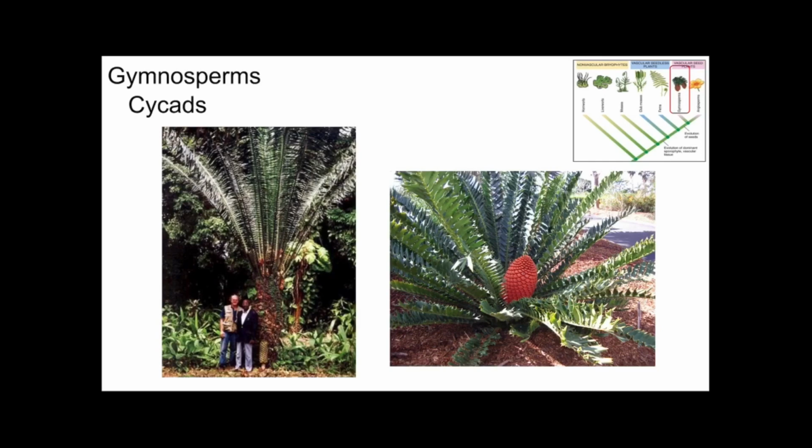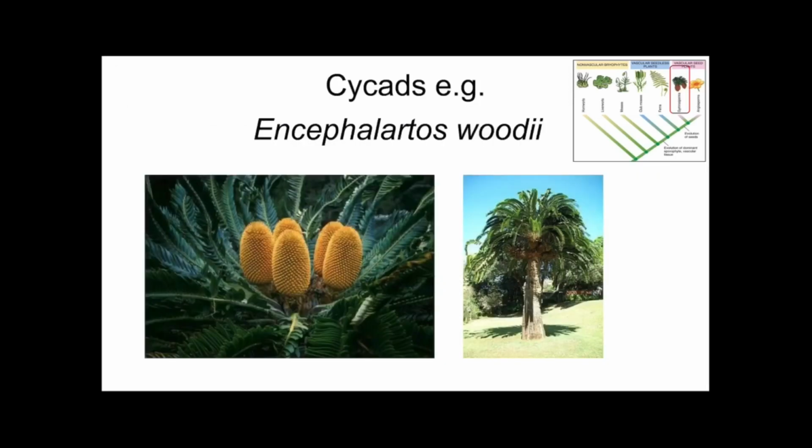Even though cycads grow incredibly slowly, they are also incredibly long-lived. Some individuals that are hundreds of years old can be several meters high. Many species of cycad are endangered or very rare. This species of cycad, called Encephalartos woodii, is extinct in the wild. The only examples we have are clones from a single individual that's grown in a botanical garden.